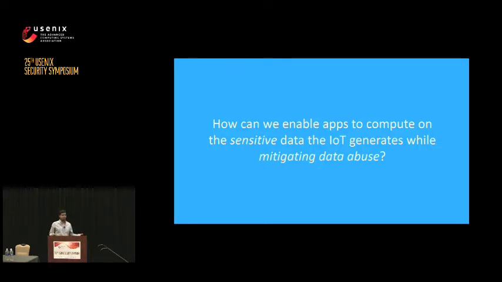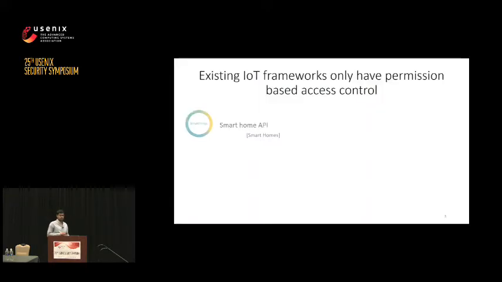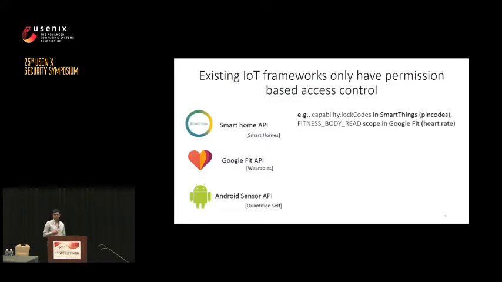Now on the surface, this may not seem like a new question. It may not even seem fundamental to the IoT. So let's see whether we can apply existing techniques to solve this problem. So we went and we studied 3 existing application frameworks, and we found that all of these frameworks only support permission-based access control as the core mechanism protecting their data. We looked at the Samsung SmartThings API, the Google Fit API, and even the Android Sensor API. An example of a permission is capability.lock codes in the SmartThings platform, and this basically governs whether an application has the right to read pin codes.